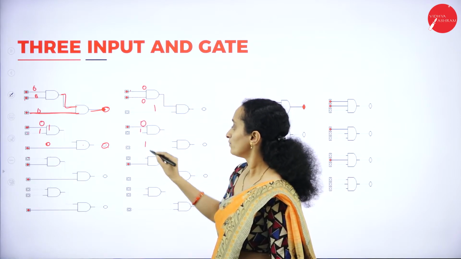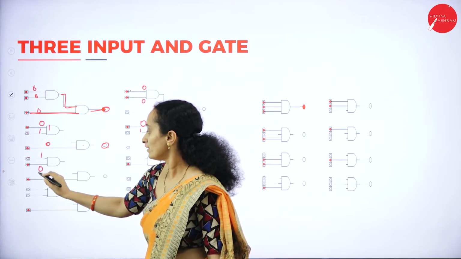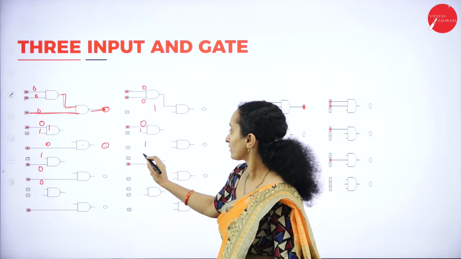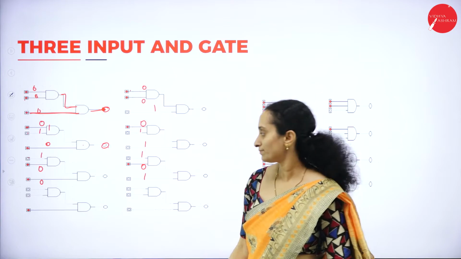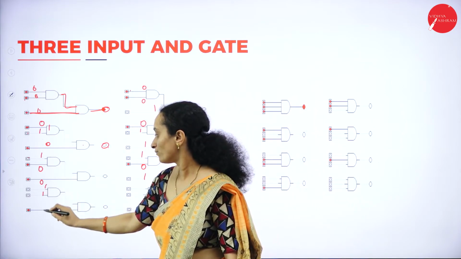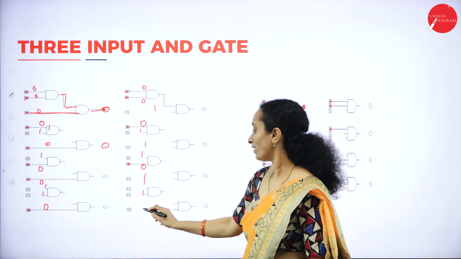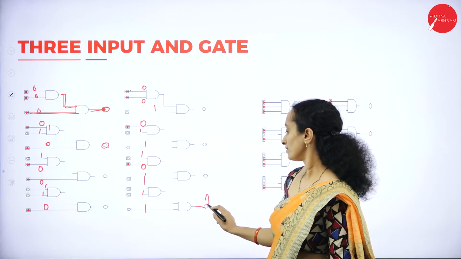0, 1, 1. Then we have 1, 0, 0. Next is 1, 0, 1. Then 1, 1, 0. The last is 1, 1, 1. Okay. Only this will produce the 1.